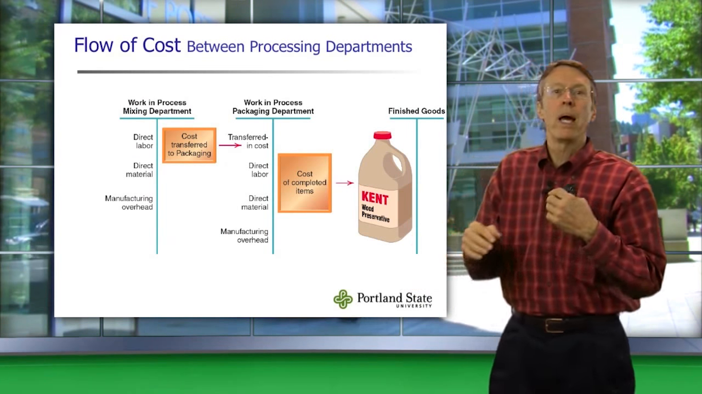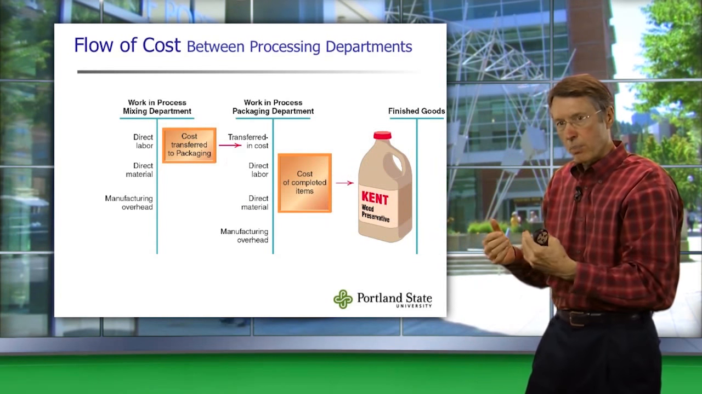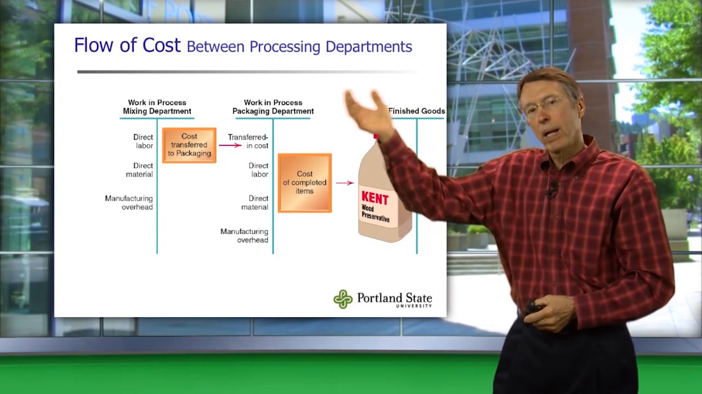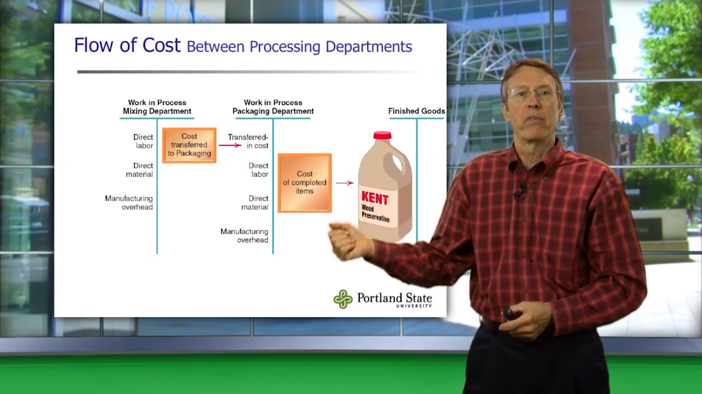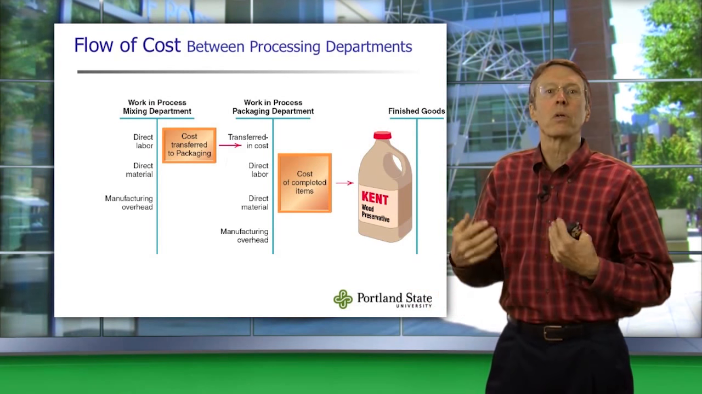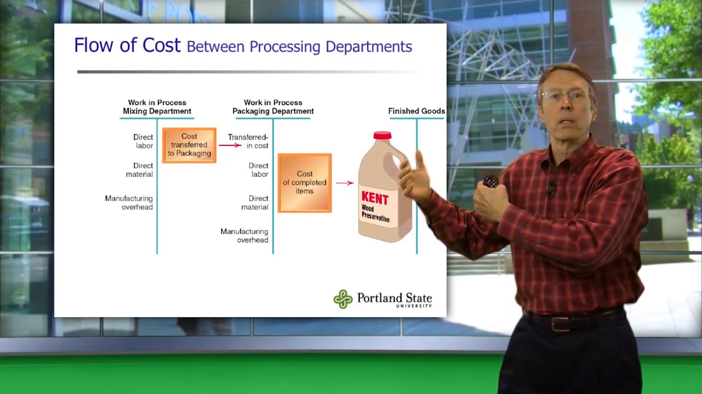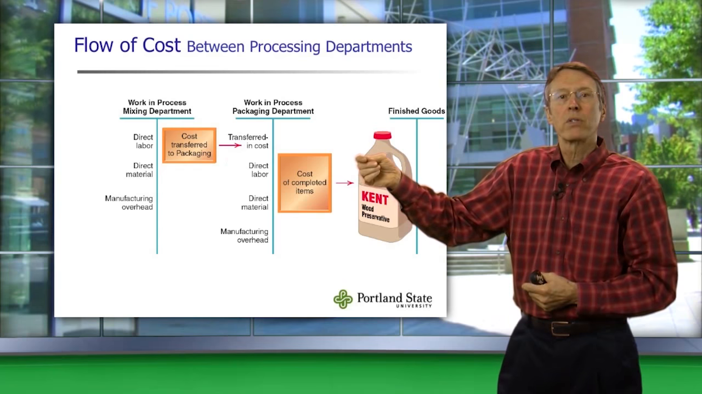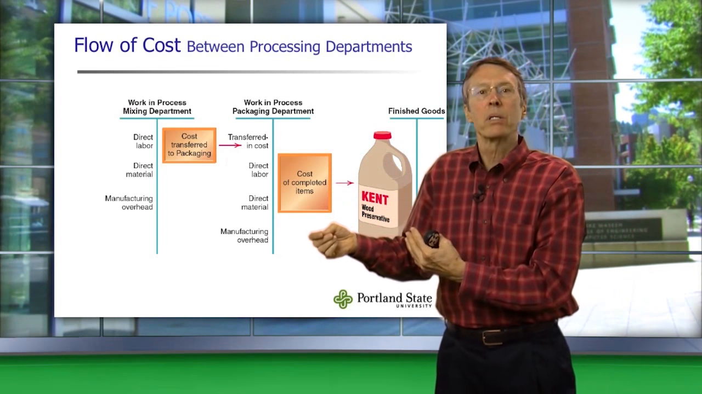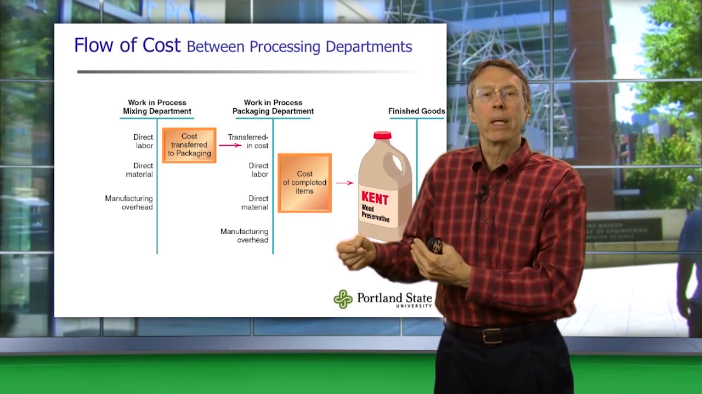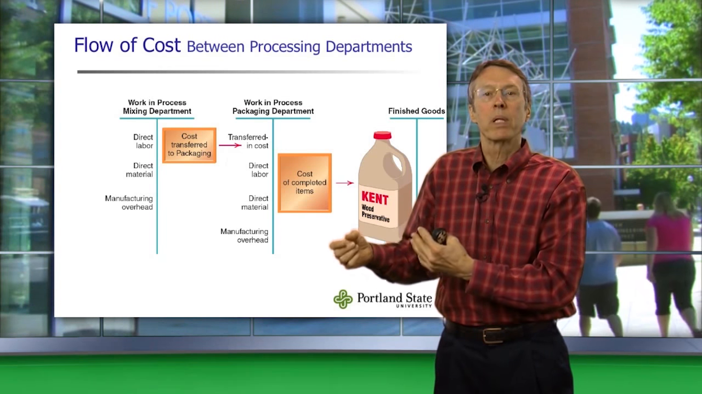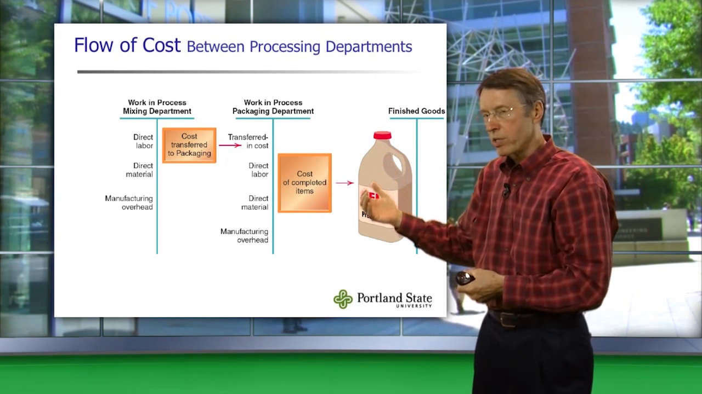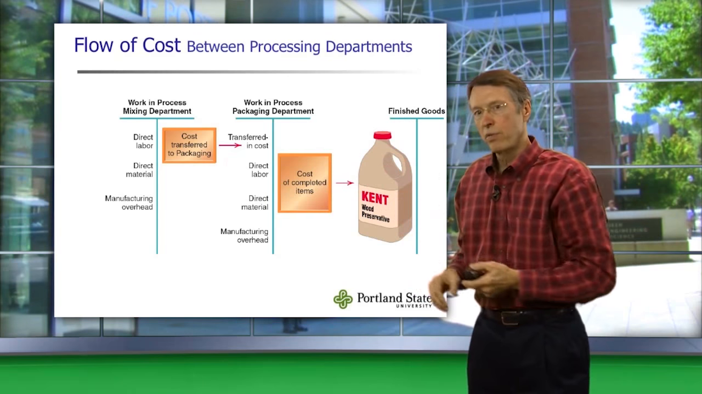For example, we have a mixing department, and then we have a packaging department, and they're turning out some kind of wood preservative. Again, we've got direct labor, direct material, manufacturing overhead that goes into the cost incurred in mixing, moves into the packaging department, where then we have a transferred in cost, direct labor in the packaging department, and then we have the cost of the completed items that move into finished goods. So from the mixing department to the packaging department to finished goods, the costs follow the product.